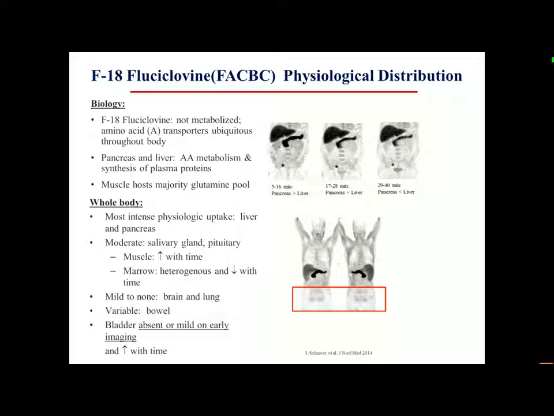Also, they've looked at essentially the normal uptake. There is also salivary gland uptake. Muscle increases with time, and marrow, which is good, decreases with time. So again, it's cleared through the bowel, absent through the kidneys, hopefully.